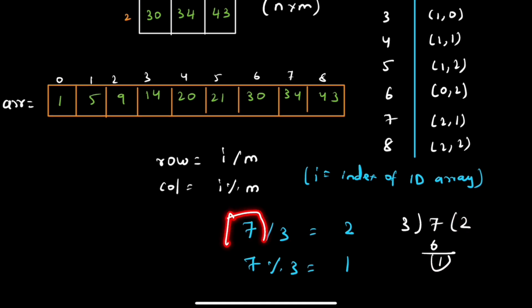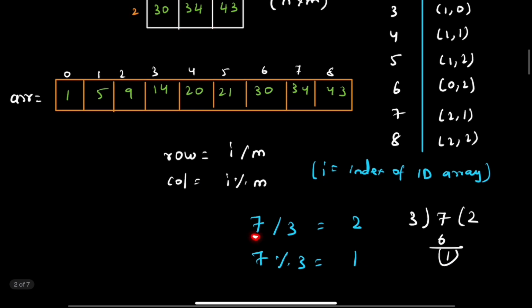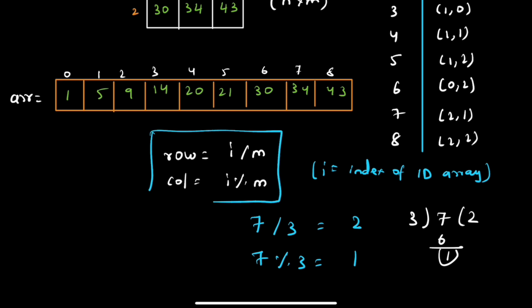If we look at the 7th index, we have the value 34. And if we look at the second row and first column, we have 34, right? So we have proved whatever we said. This is a very important formula. Remember it, guys. You can use this formula in many questions, and I personally have used it in many questions. So the main concern of not using binary search in a matrix is gone, right?